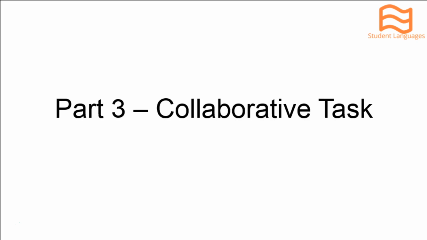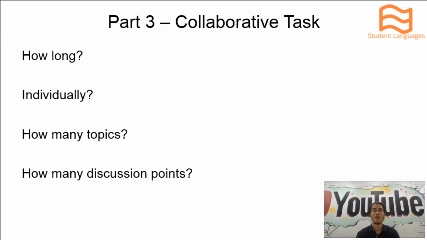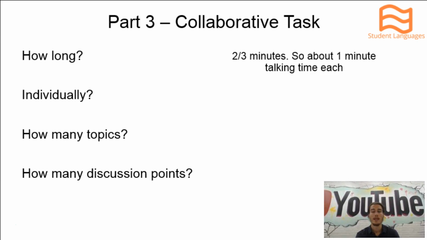Okay, and let's have a look at part 3 in a bit more detail, the collaborative task. How long is the collaborative task? Well, it's about 2 or 3 minutes long. And if there are 2 of you, that means you have about 1 minute talking time each. Do you do this individually? No, you do it with 1 or 2 other candidates. And how many topics are there? There is just 1 topic that you need to talk about.